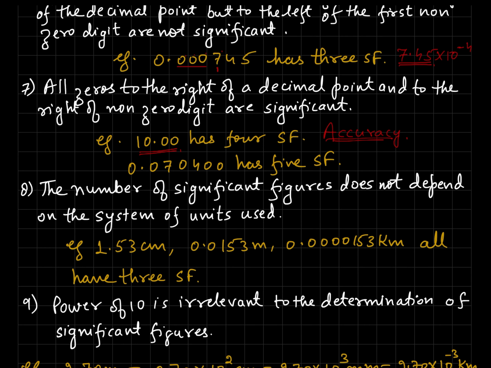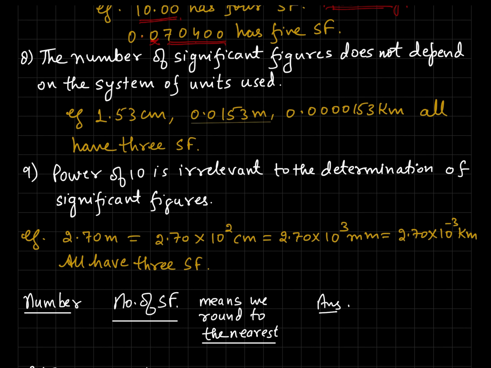And here it is, say, 0.070400. Here also every zero is important and significant. This one is not significant, this one is not significant, but these are all significant figures, right? Because this zero is to the right of the decimal point and left of the non-zero, so that is not important. But 70400, they are all important here. That is why it has 5 significant figures. Then coming to the 8th rule, the number of significant figures does not depend on the system of units used.